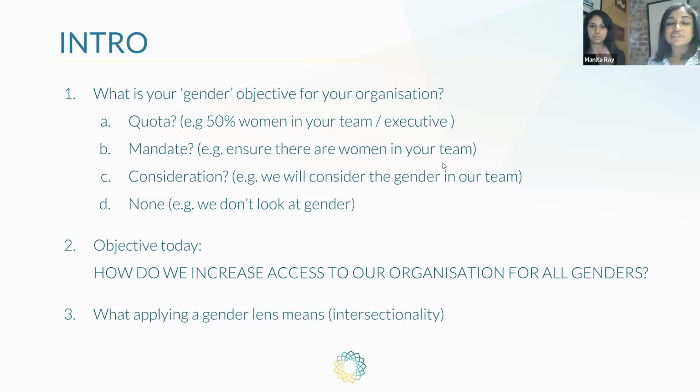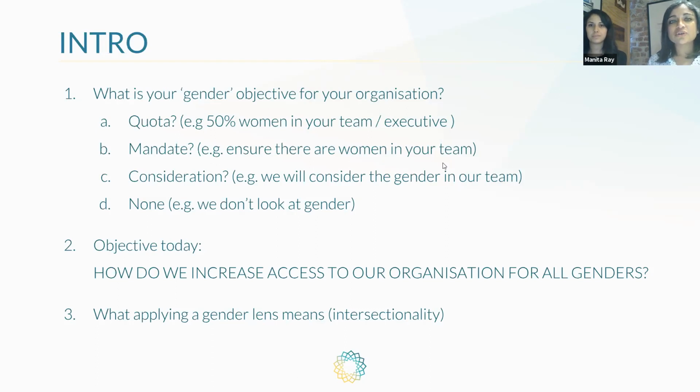So the objective, when we're looking at your organization, we need to look at the nuances around applying a gender lens, just like we looked at these same nuances in program. When you say gender lens, you can be talking about a quota. So for example, from your perspective, do you want 50% women in your team or your executive as your quota, as your target? Or are you going to have a gender mandate? For example, are you just going to have a mandate saying you're going to ensure that there's women on your team? Or is this going to be a consideration? So we will consider the gender of our team, or none.